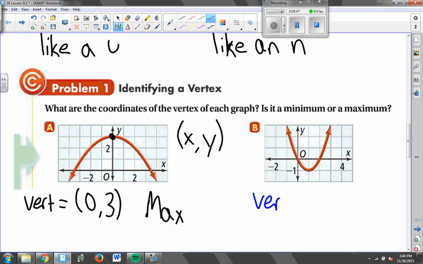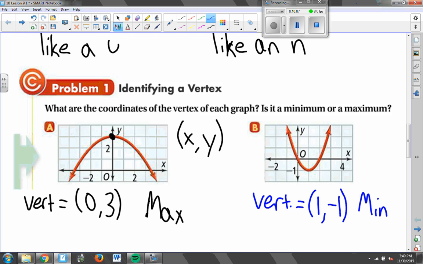All right, your answer here: vertex should be 1 in the x, down 1 in the y, negative 1 in the y, and that is most definitely a minimum. Do you have questions about that? Please make a note to ask me in class tomorrow.